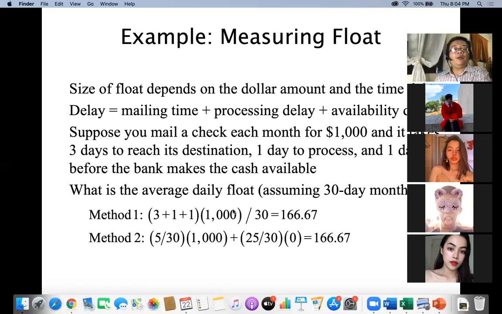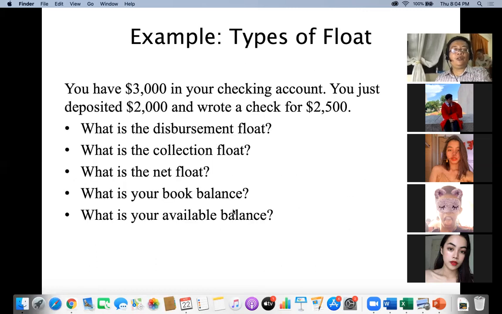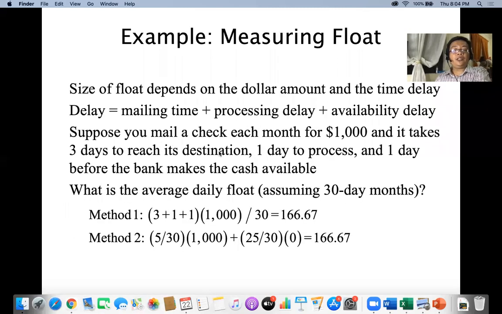Alright, with this, in terms of measuring the float, 7,500 dito. So in terms of the measuring of float, you measure this in terms of the size of the float. Size of the float depends on dollar amount and the time delay. Delay is basically mailing time, plus processing delay, plus availability delay. I believe we discussed this before your quiz, di ba?